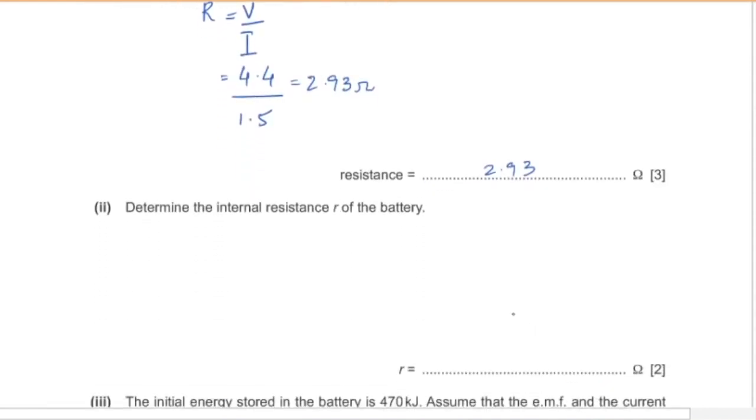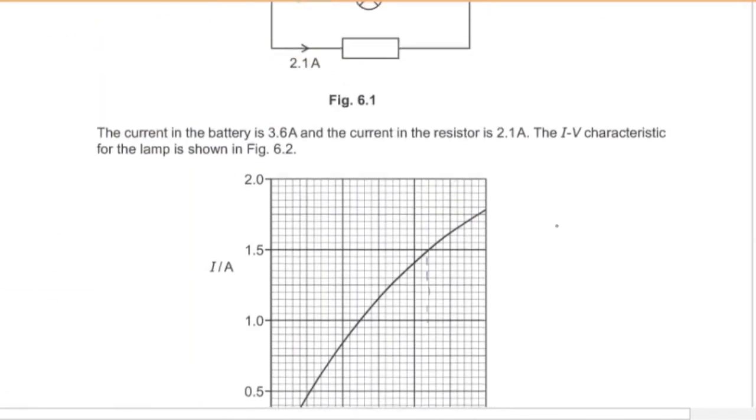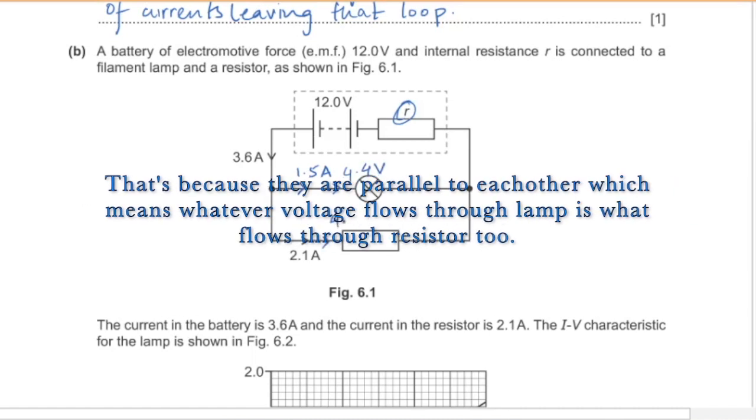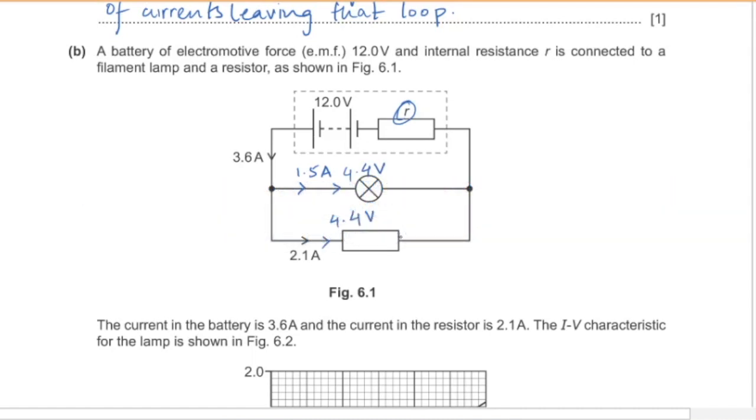Part 2, determine the internal resistance r of the battery. Okay, so this is what they're asking you to calculate. When current across the resistor is 2.1 amperes, the voltage across the lamp is 4.4 volts, which means that 4.4 volts is across the resistor too. You all must know that Kirchhoff's second law comes in here: the EMF, which is 12 volts, is equal to the PD across the battery, which is 4.4 volts, plus the lost volts due to the internal resistance of the battery, r.